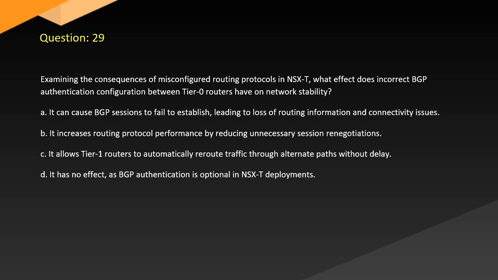Question 29. Examining the consequences of misconfigured routing protocols in NSX-T, what effect does incorrect BGP authentication configuration between Tier-0 routers have on network stability? A. It can cause BGP sessions to fail to establish, leading to loss of routing information and connectivity issues. B. It increases routing protocol performance by reducing unnecessary session renegotiations. C. It allows Tier-1 routers to automatically route traffic through alternate paths without delay. D. It has no effect, as BGP authentication is optional in NSX-T deployments.